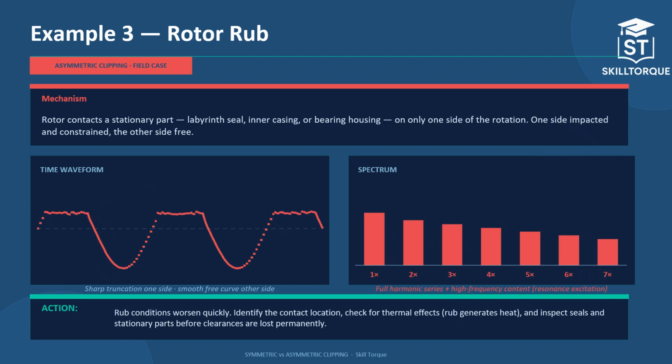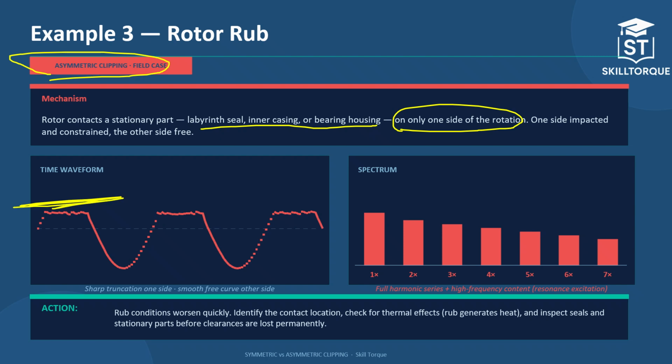So the third example we can take is rotor rubbing. In rotor rubbing also it's a kind of asymmetric, because when the movement is there, one side movement will be restricted. Let's say the rotor is touching one side of the bearing housing, or one side of any kind of motor cover, and the other side is free. So in this case again asymmetric clipping. So what you will see here is again a series of harmonics: 1x, 2x, 3x, 4x, and even up to maybe more than 10x.